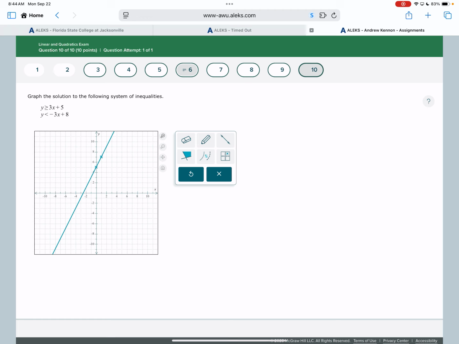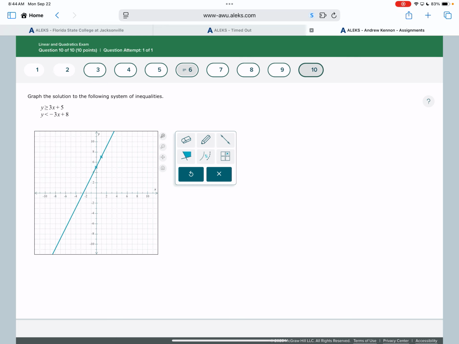To shade it, if you plugged in 0, 0 there, it would be 0 is greater than or equal to 3 times 0 plus 5. So 0 is greater than or equal to 5. That is not true, so I shade away from 0, 0. So if I was going to shade right now, I'd shade on this side. Okay? So I'm just going to undo that and remember that for a second. So I'm shading to the left of that.